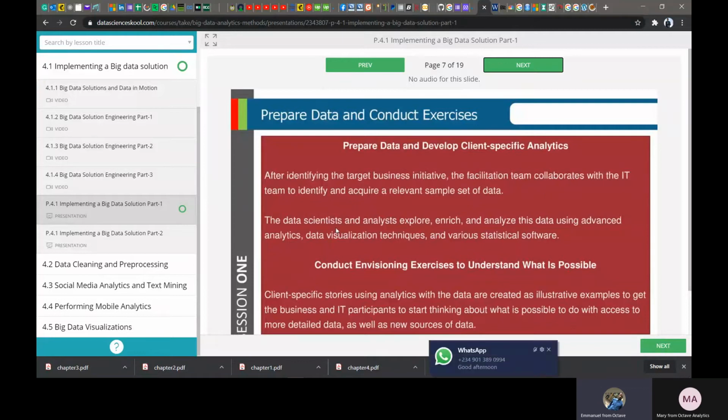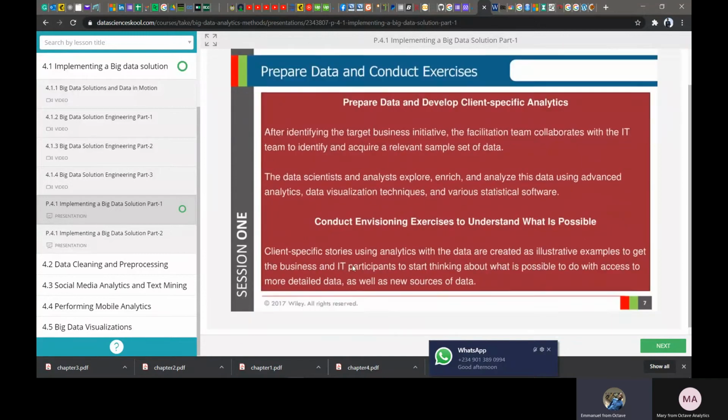The data science analysts can also work together with IT to identify this data set, and conduct a visioning exercise to understand what is possible. Client-specific stories using analytics with the data are created after analyzing it to identify patterns, to be able to see what is actually possible with this data set we have. These stories are created as illustrative examples to get the business and IT participants to start thinking about what is possible to do with access to more detailed data.